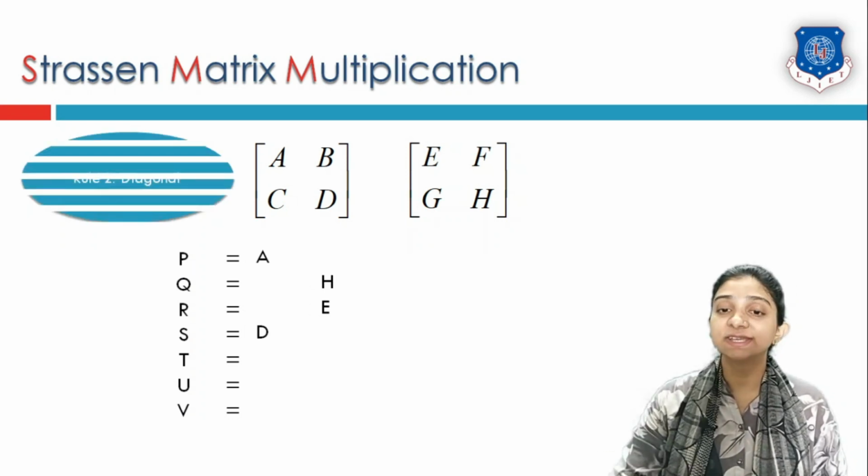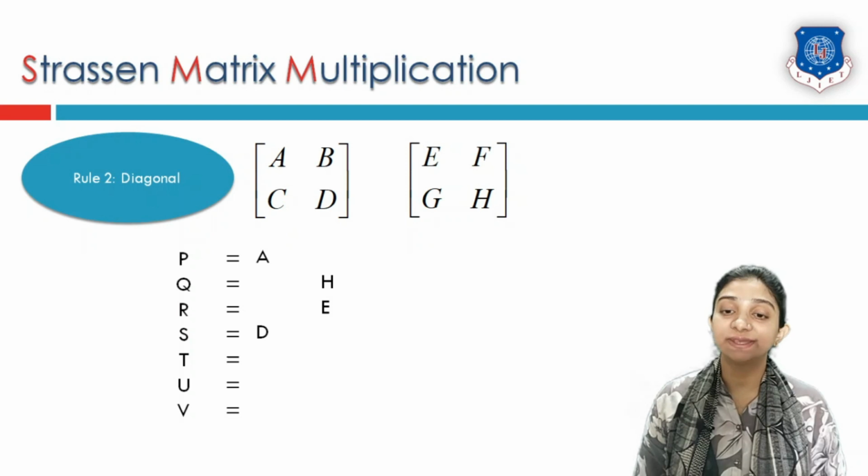The second rule says diagonal. Now what is diagonal?